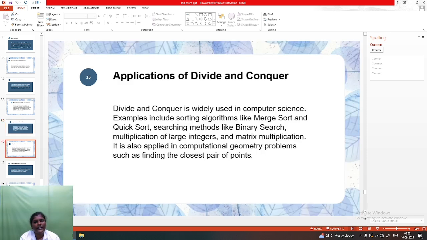Next one is applications of divide and conquer. Divide and conquer is widely used in computer science. Examples include sorting algorithms like merge sort and quick sort, searching methods like binary search, and multiplication of large integers and matrix multiplication. It is also applied in computational geometry problems such as finding the closest pair of points.